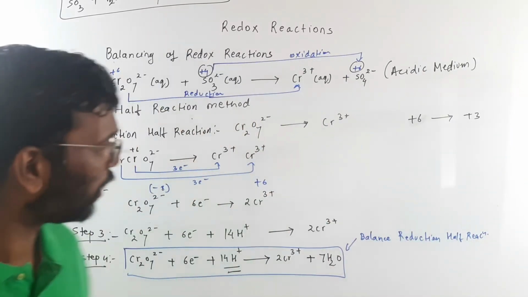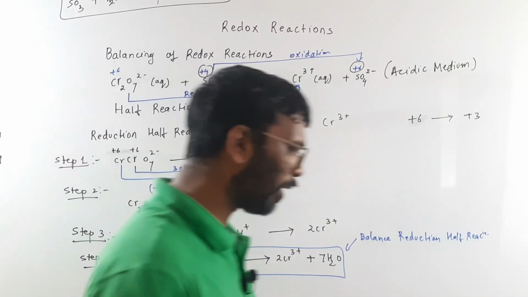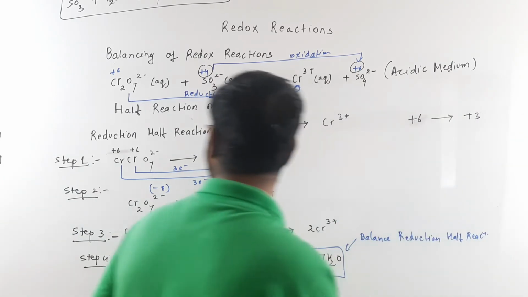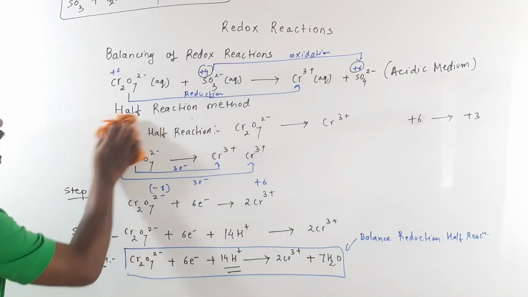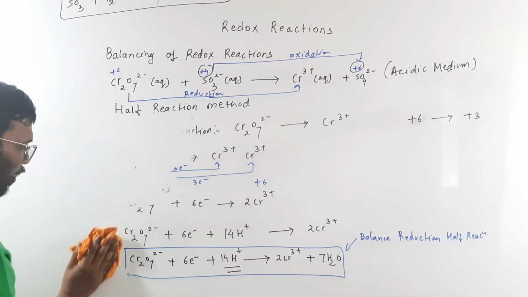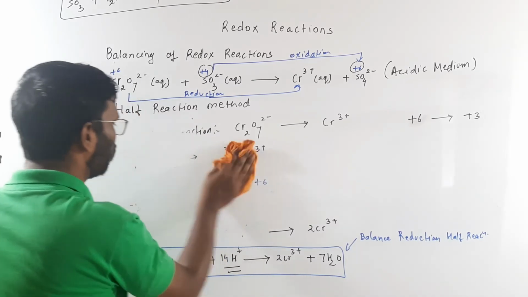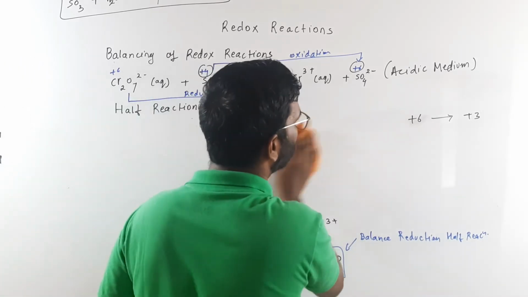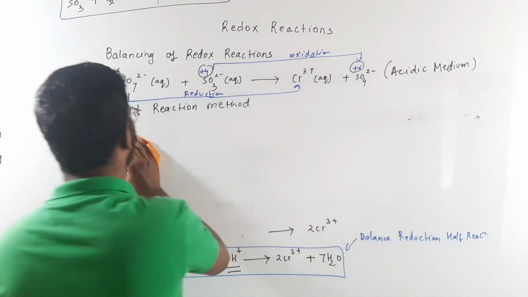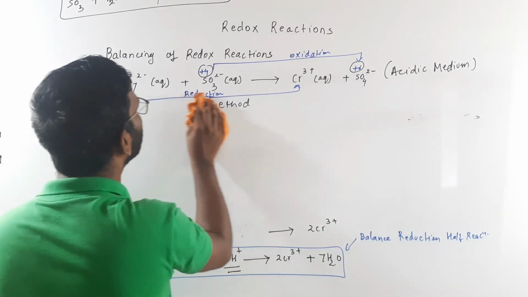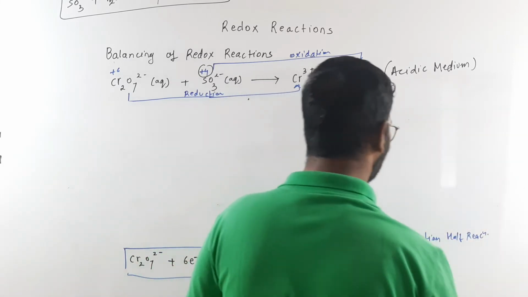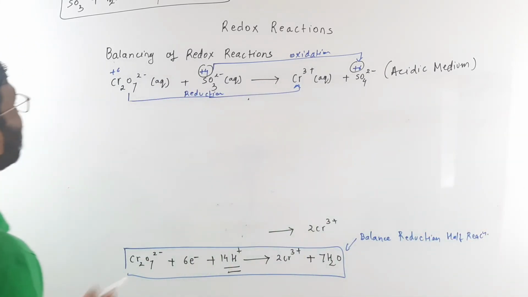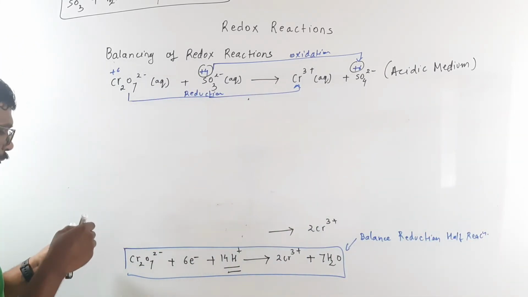So now it's time to add both these reactions, the oxidation half reaction and the reduction half reaction. This is known as the half reaction method. So I'll take that down. I'll write what was there.